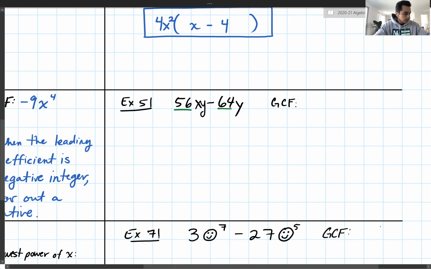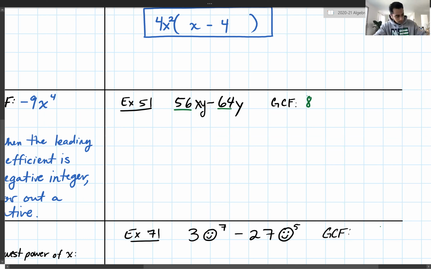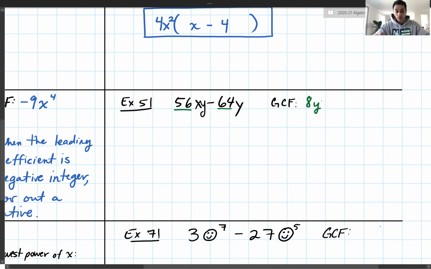Okay, 8. What do you guys think? Do you guys agree? Yeah, I think it's 8, right? Looks to be like that's the greatest common factor for the integers. Now, what else do both terms have in common? Yeah, they also share that variable y, right? Now, what is the lowest power? Well, notice how they both have y and y.